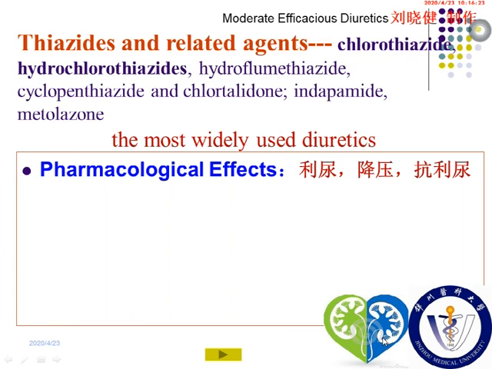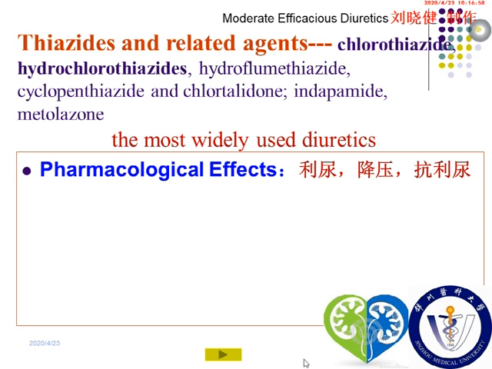Thiazides and related agents. This group includes several different agents. Compared with high-ceiling diuretics, they are the most widely used diuretics because their effects are relatively mild and lasting. You know, loop diuretics' diuretic effects are very rapid and very powerful but transient. So usually they are used in some emergency situations.